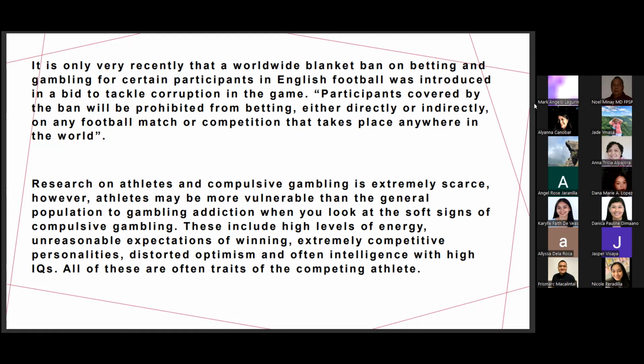When you look at the soft signs of compulsive gambling, these include high level of energy and unreasonable expectation of winning, extremely competitive personalities, disturbed optimism, and often intelligence with high IQ. All of these are often traits of the competing athletes. Yan. High level of energy, unreasonable expectation of winning, and extremely competitive personalities.